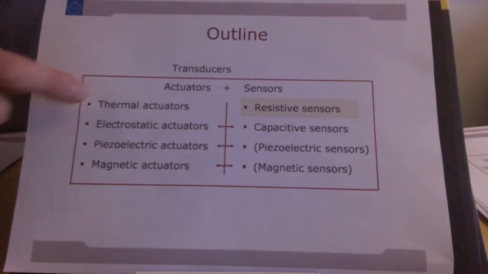So we just talked about thermal actuators, and now we're going to talk first about resistive sensors. So what are resistive sensors?